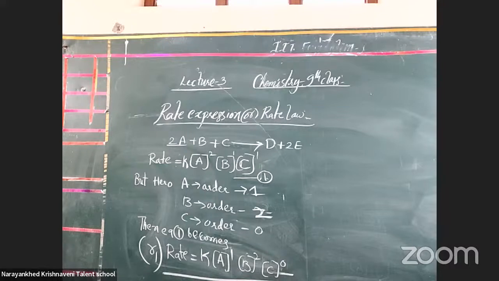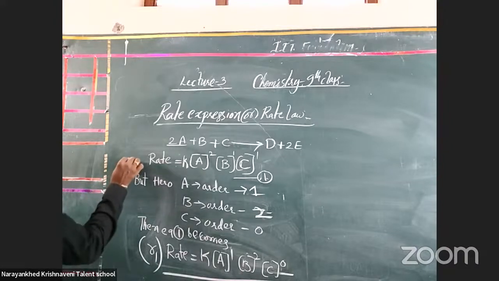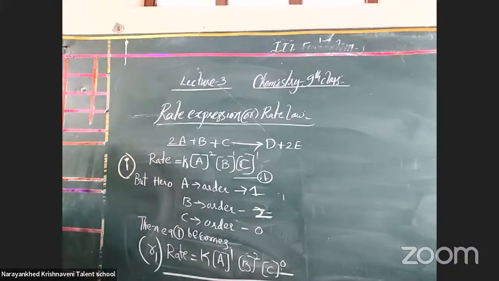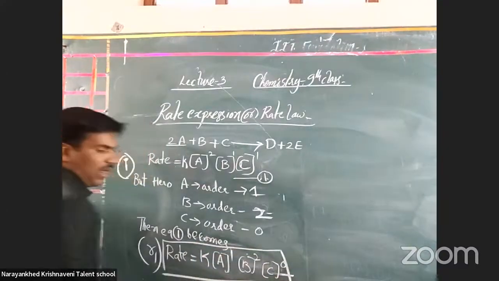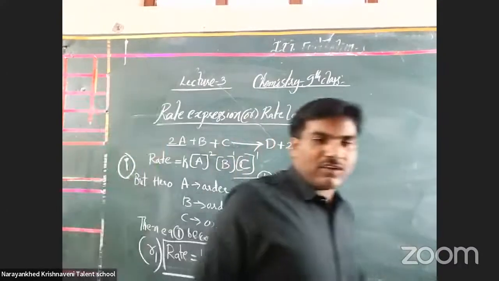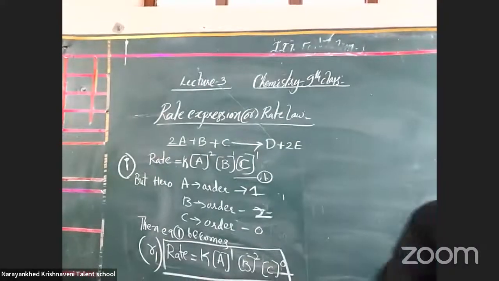Now the order changes here: 2 for B and 0 order with respect to C. They already gave this in the problem, and now we have to find the rate law of the reaction. This is the rate law of the reaction for the given thing. Clear or not? This is only the first answer. The rate law for the given orders is this. And next, what is our second answer?